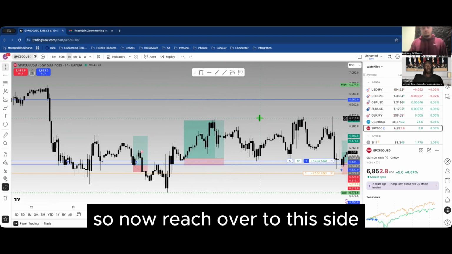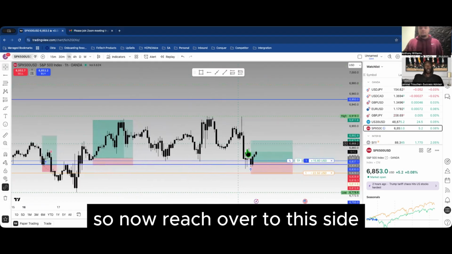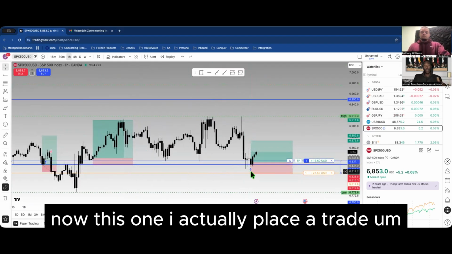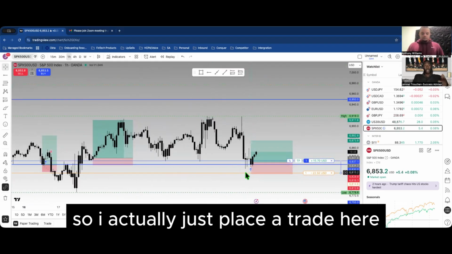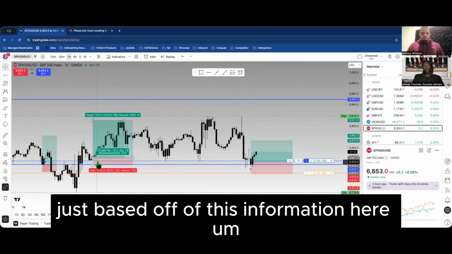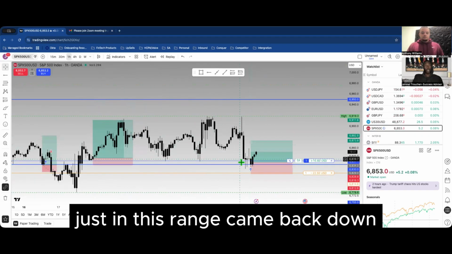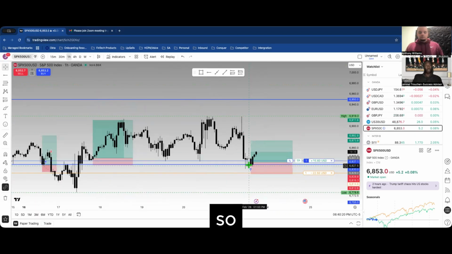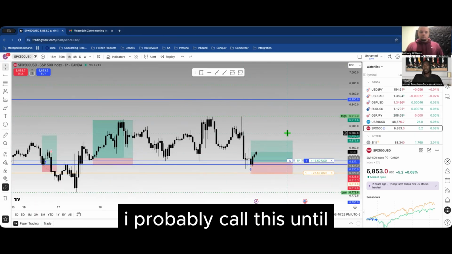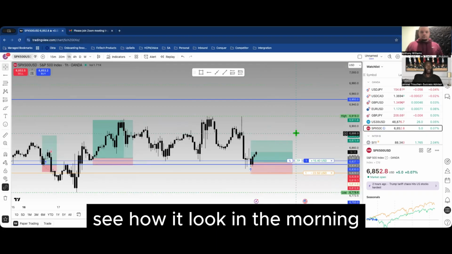So now reach over to this side. This one I actually placed a trade. I actually just placed a trade here based off of this information, just in this range, and it came back down. So I guess I'll probably hold this until I see how it looks in the morning.